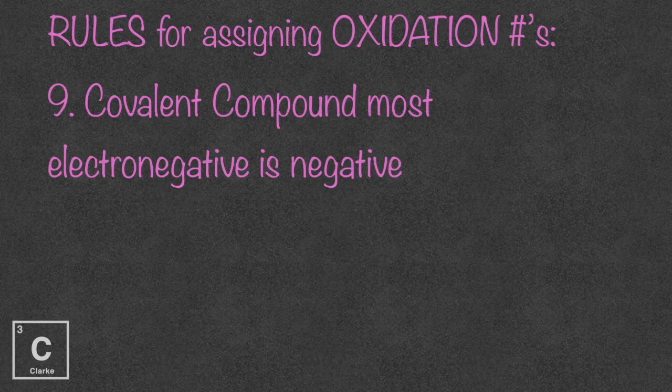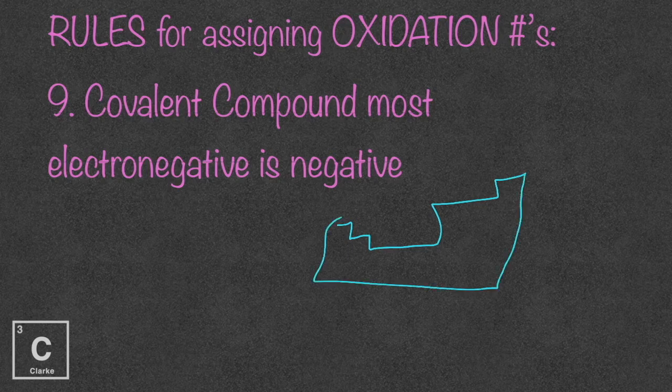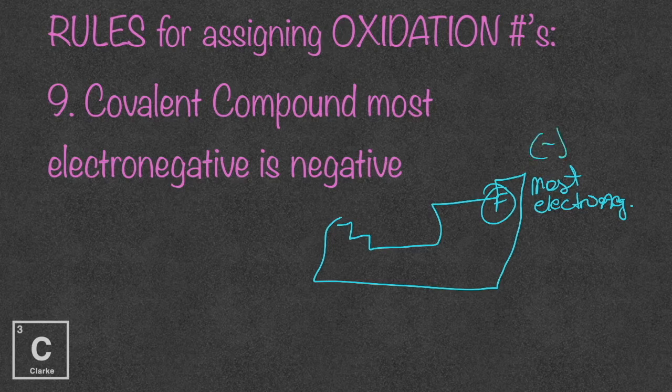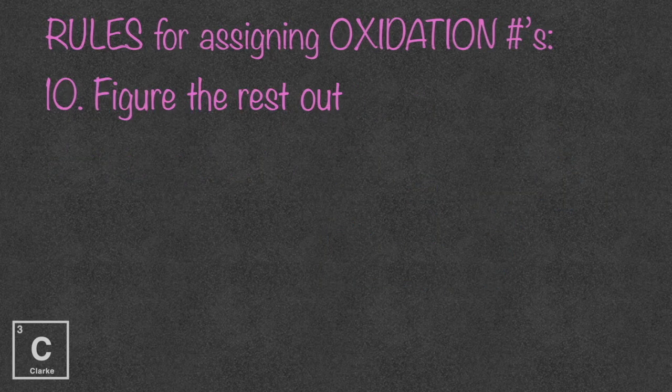Covalent compounds, the most electronegative is the negative. And remember, if we're looking at the periodic table, I'm just going to draw a tiny little bitty one. Fluorine is off over here, most electronegative. So the one closest to fluorine will always be the negative, and the one farther away from fluorine will be the positive for covalent compounds. And then our last rule is just, if I didn't give you a rule, you're just going to figure it out.